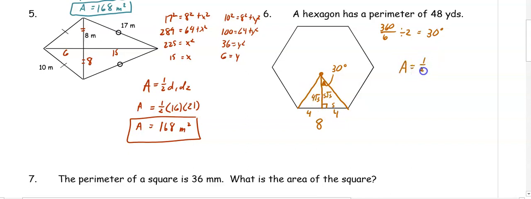To find the area is 1/2 apothem times perimeter. So we have 1/2 times 4 root 3 times 48. When you put that in your calculator, do not put the root 3, just multiply the numbers, and the root 3 goes at the end. So we have 96 root 3 yards squared for our area.